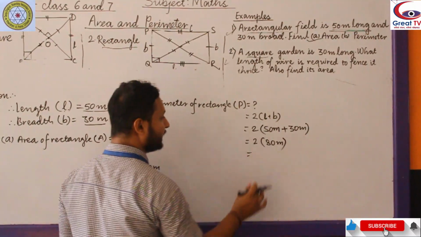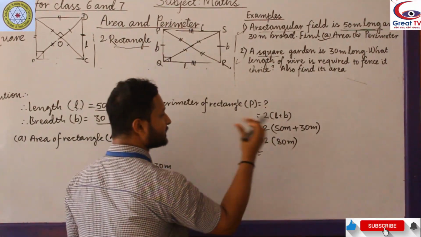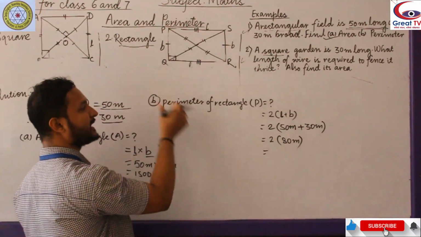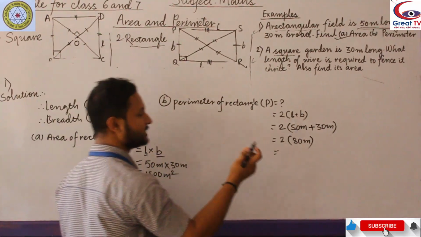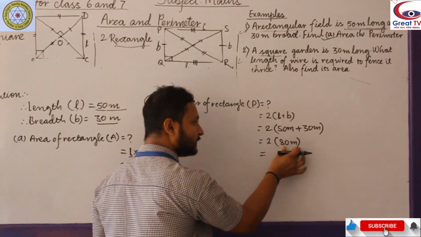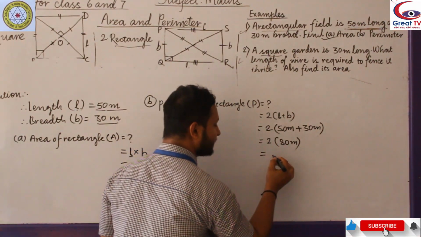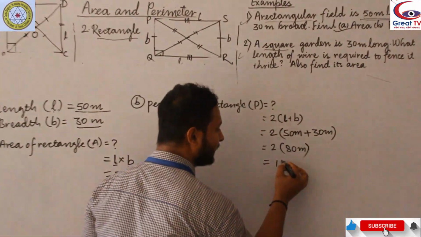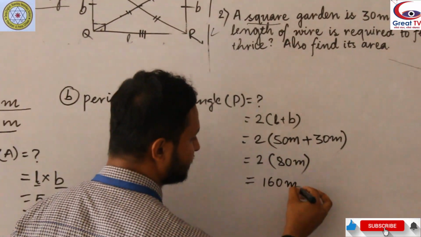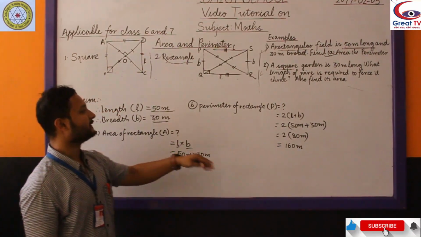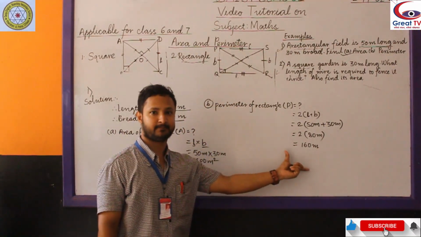So when we multiply the summation of length and breadth by 2, we will get the perimeter of the given rectangle. So let's multiply this 80 meter with 2. The product will be 2 times 80, which means 160 meters. This way we can find the perimeter of rectangle.